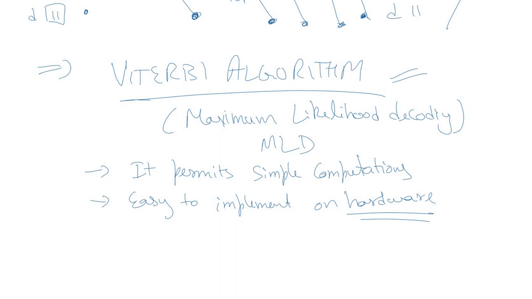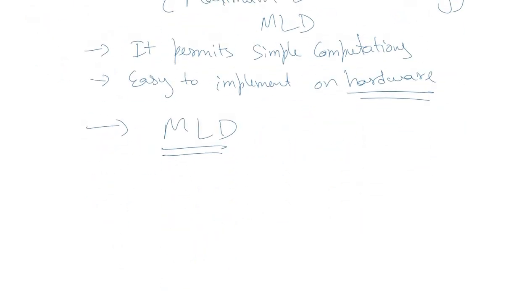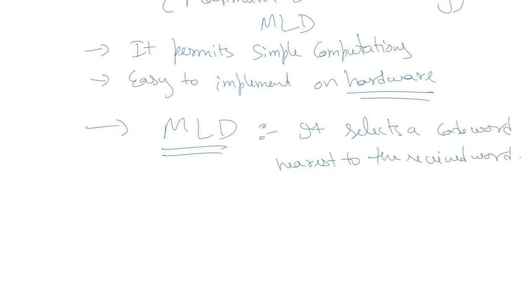If you remember carefully, the ML decoding, MLD, in case of AWGN channel, what it does is it requires selecting a code word that is closest to the received word. Okay, this is the purpose of ML decoding. This is how ML decoding works. It selects a code word nearest to the received word. Okay, so if the number of code words is limited or less in number, we can easily perform ML decoding, the ideal ML decoding process.